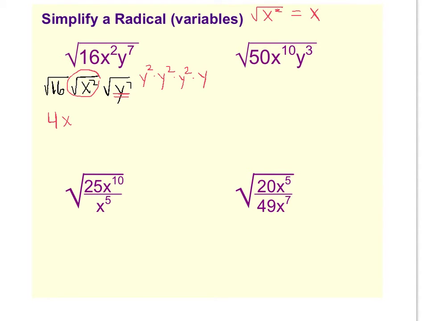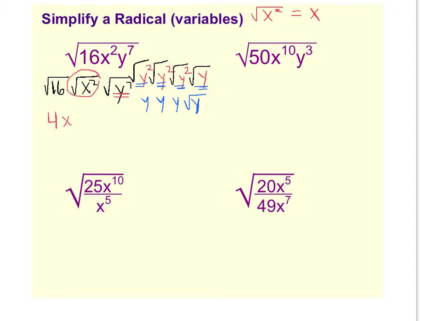And basically what we're doing is we're square rooting each of these. Well, the square root of the first y squared is just a y. Square root of this y squared is a y. Square root of that y squared is a y. And then the square root of y right here, you have to have at least two y's. You have to have a y squared to be able to take the square root. So that one will just stay as the square root of y.